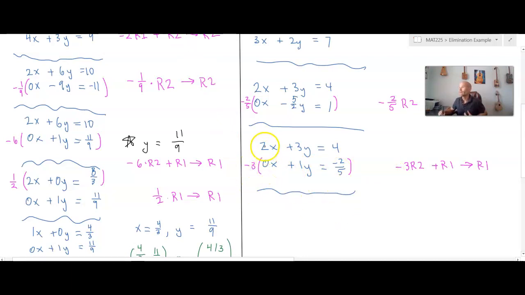So negative 3 times 0, and I can go ahead and copy down the second row just to remind myself that I'm not actually changing the second row. Negative 3 times 0 plus 2 is 2. Negative 3 times 1 plus 3 is 0. And negative 3 times negative 2 is 6.